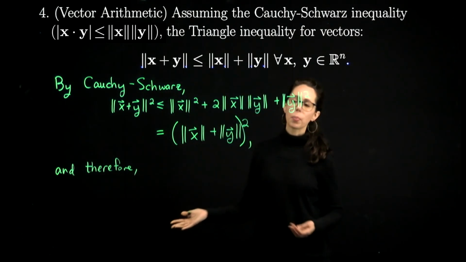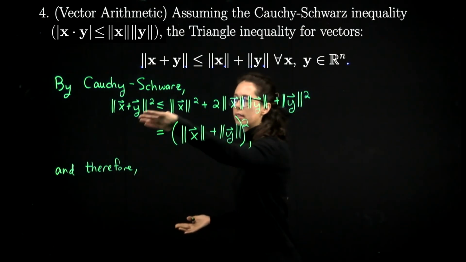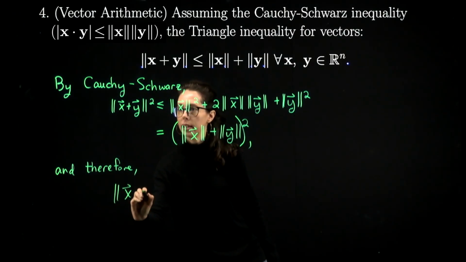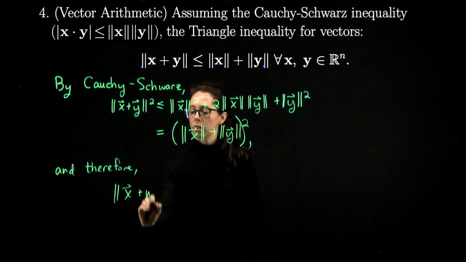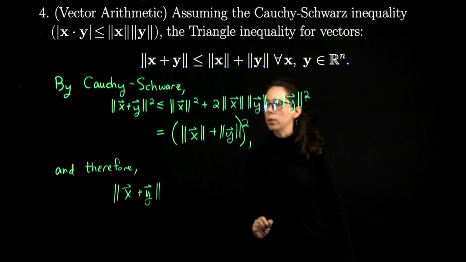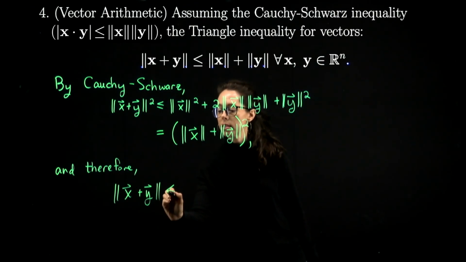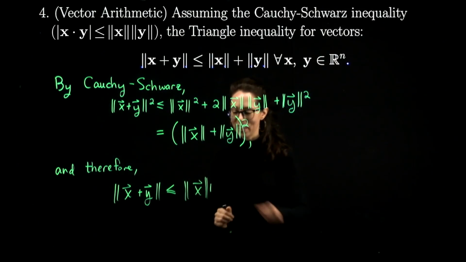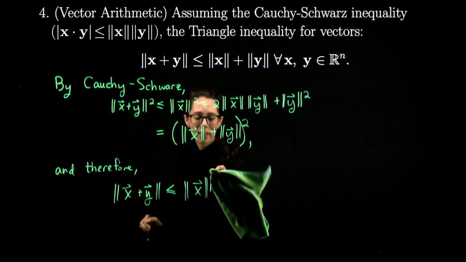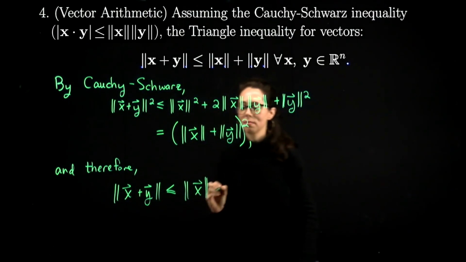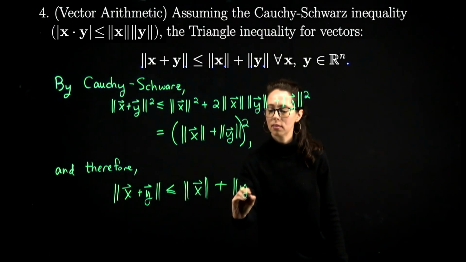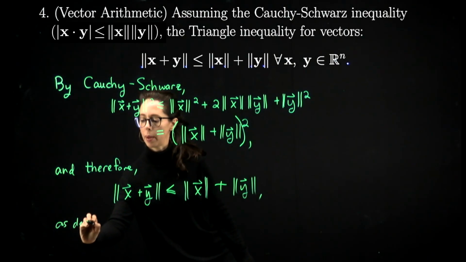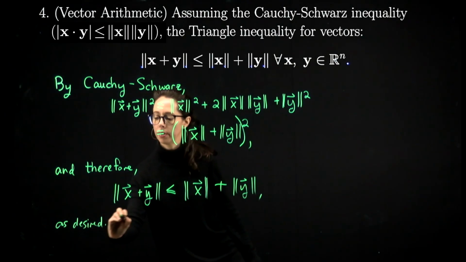Now just take the square root of both sides. What we have squared is non-negative, so we just immediately square root and we get the inequality that we're looking for. So the magnitude of x plus y is less than or equal to the length of x plus the length of y. We're there, so I will write "as desired" to wrap up this direct proof.